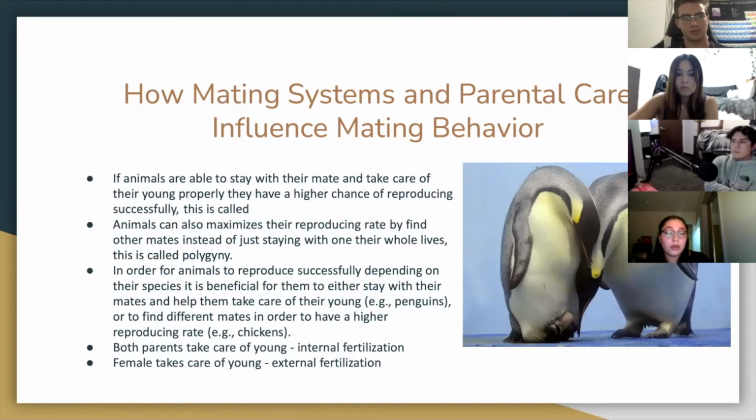And in order for animals to reproduce successfully, depending on their species, it is beneficial to do either one or both of them. If they stay with their mates for a long time, an example would be penguins. And for polygamy, an example would be chickens, how they have different mates. And then if both parents take care of their young, this is called internal fertilization. But when the mother only takes care of the young, it's called external fertilization.